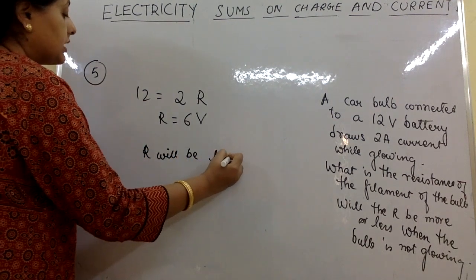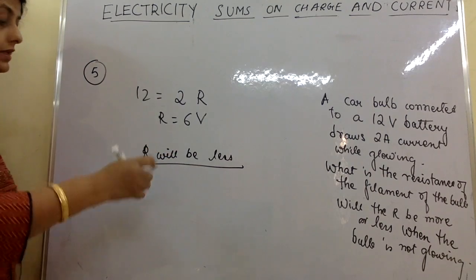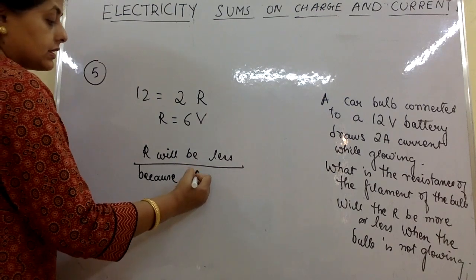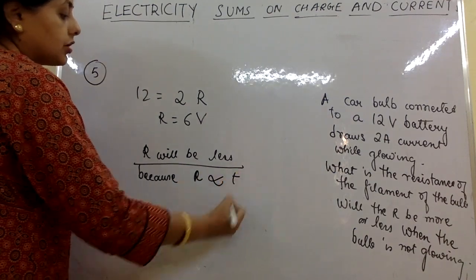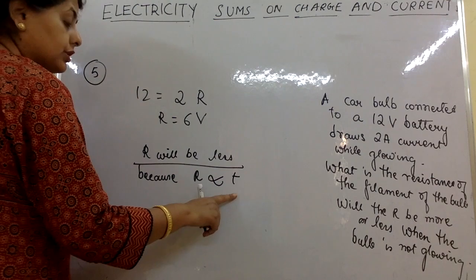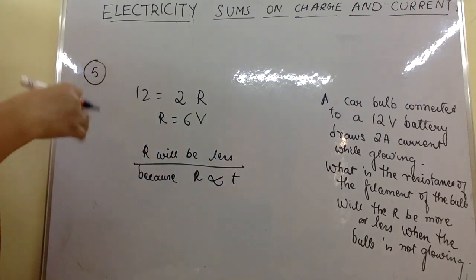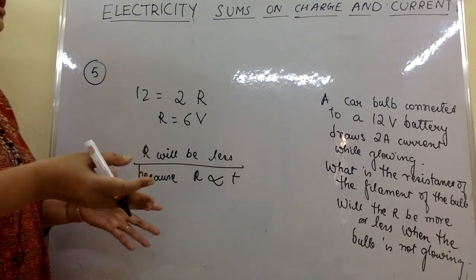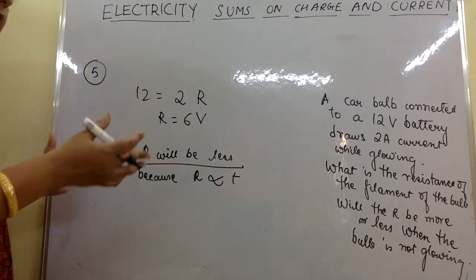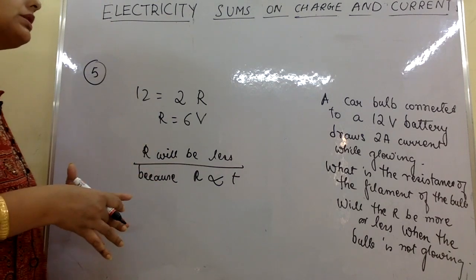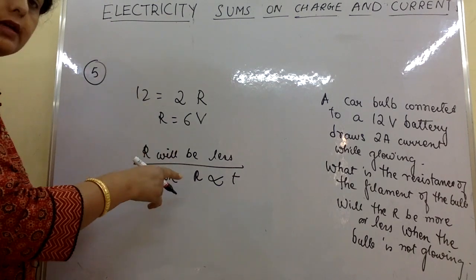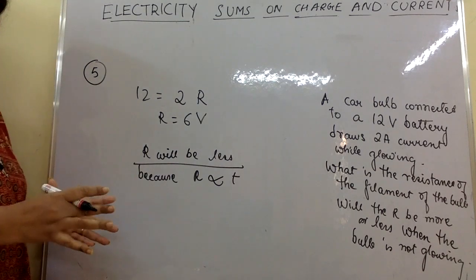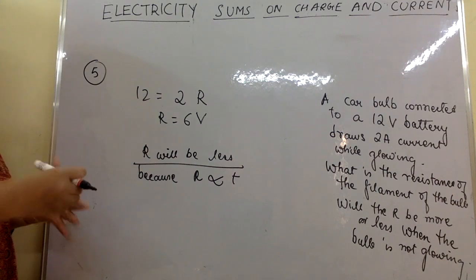Now why will it be less? R will be less because resistance is directly proportional to temperature. The more the temperature, the more the resistance. So when the bulb glows, the temperature increases and the resistance also increases. When the bulb is switched off, then the temperature reduces because the filament is no longer hot, and the resistance also decreases. So the resistance of the filament of the bulb is a little bit higher when it is glowing.